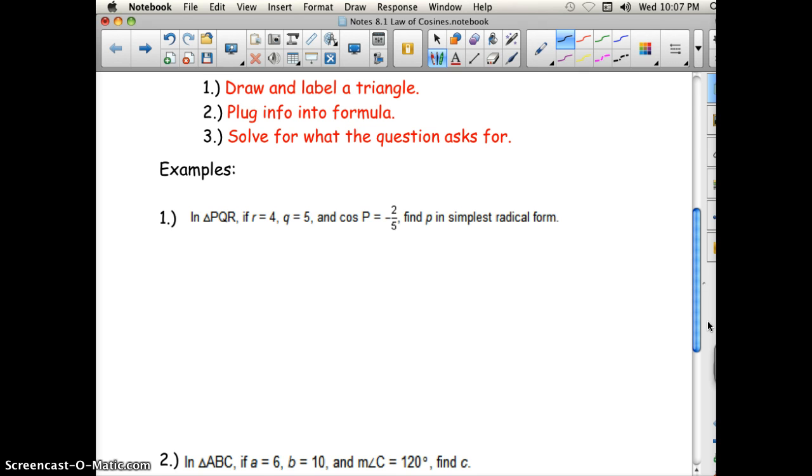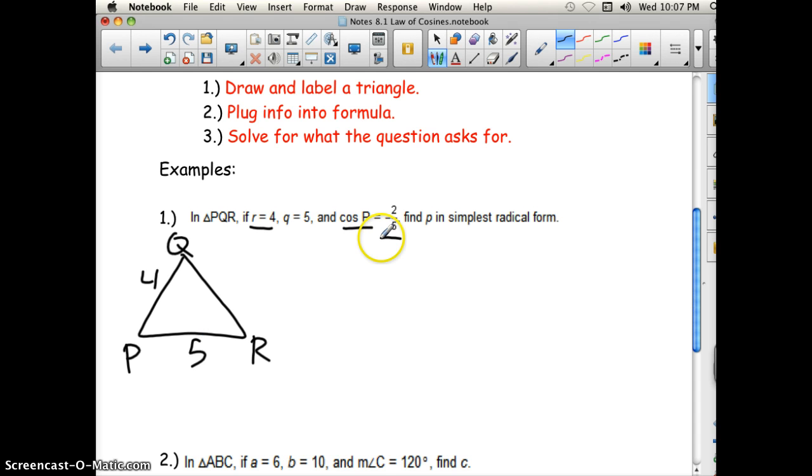All right, triangle PQR. We're going to draw triangles, and they don't have to be to scale. This one looks almost like an isosceles triangle, but it's not drawn to scale. That's not what's important. What's important is getting your angles labeled and then writing in the sides where they should go. For example, r equals 4 should go across from angle R, and q equals 5 should go across from angle Q. This time they don't tell me what p is.